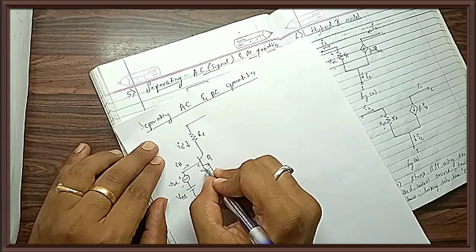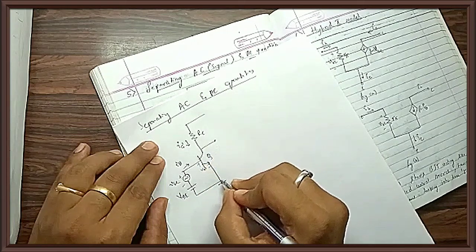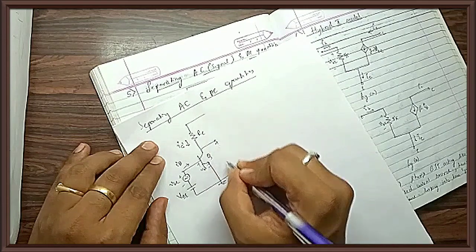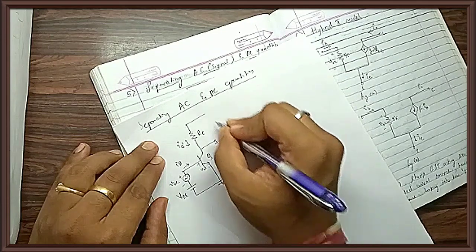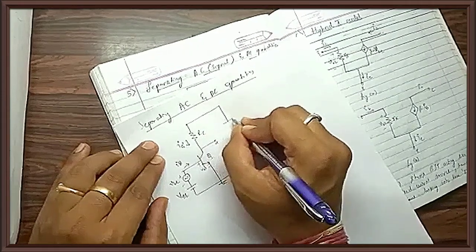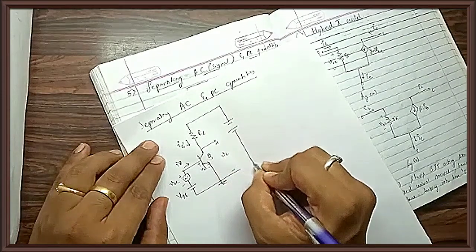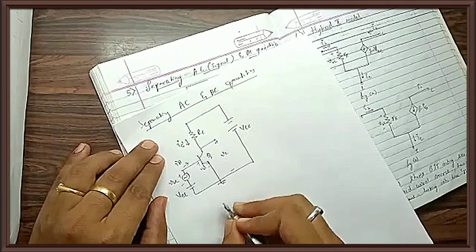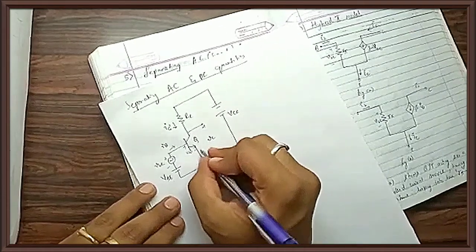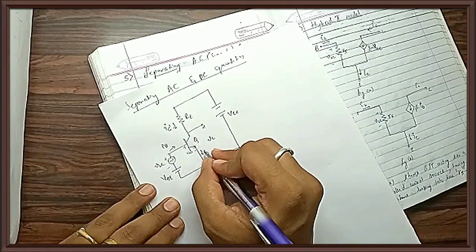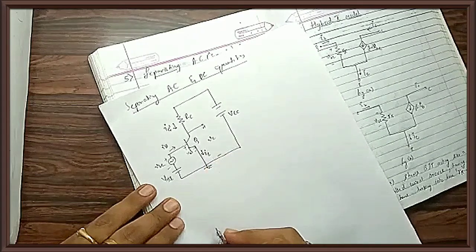This is VBE, and here I am taking the output voltage, that is VC, and here I am applying the DC value, that is VCC, correct? Collector current, and the current flowing here will be I subscript capital E, that is the emitter current.